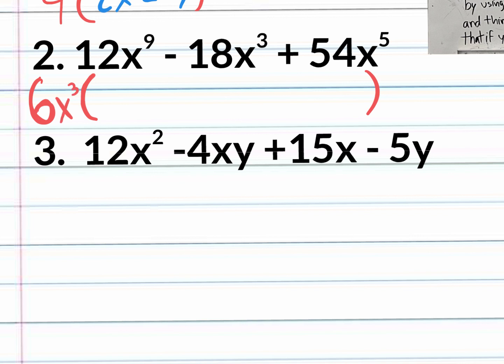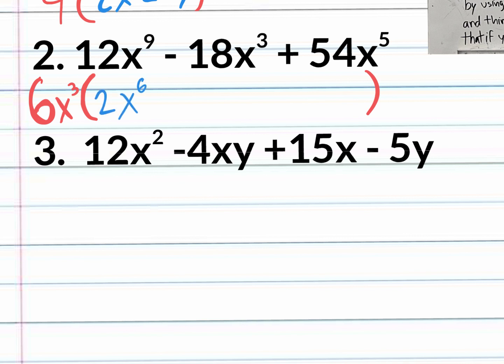How many X's could I pull out? 3. Total of 3. Okay, so again, the question is how many X's from all 3 terms could I pull out? Well, there's x to the ninth here, x to the third here, x to the fifth here. I could pull out a maximum of x to the third from all of them at the same time. Okay? So if I do pull out a 6x to the third, what's left?